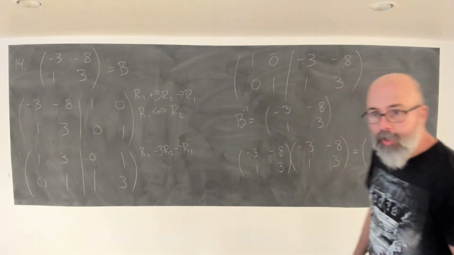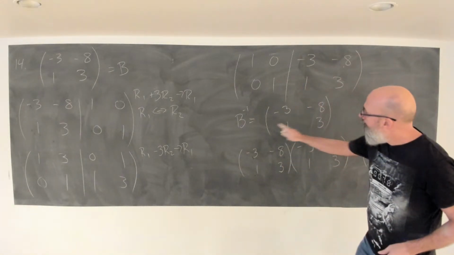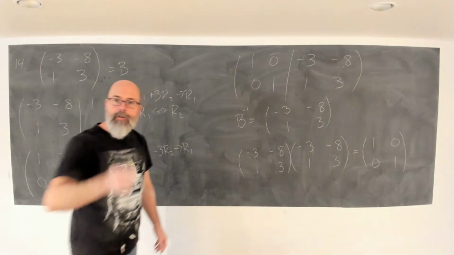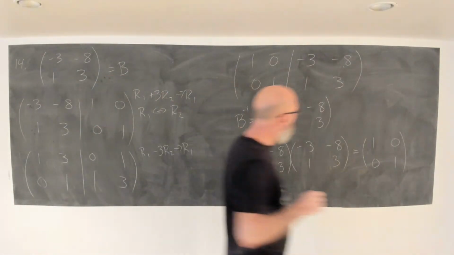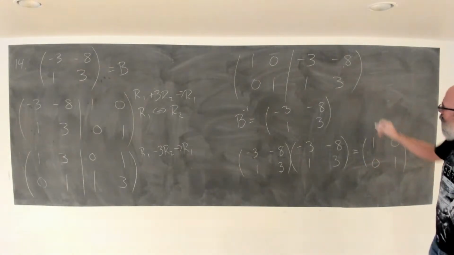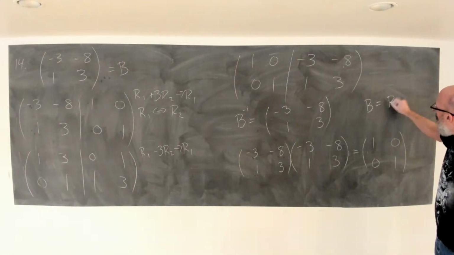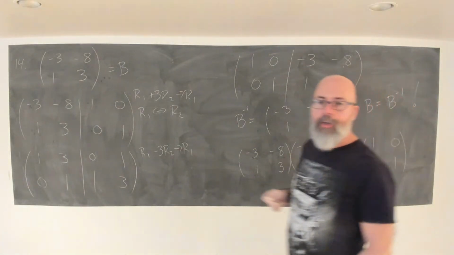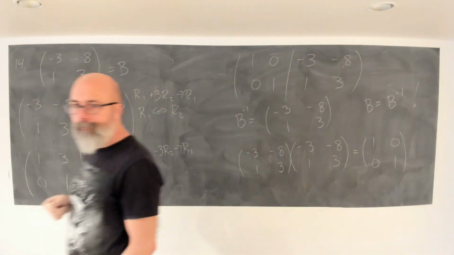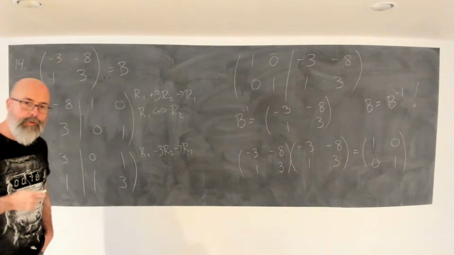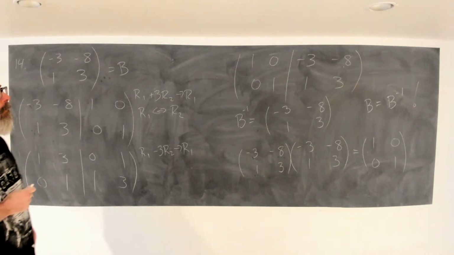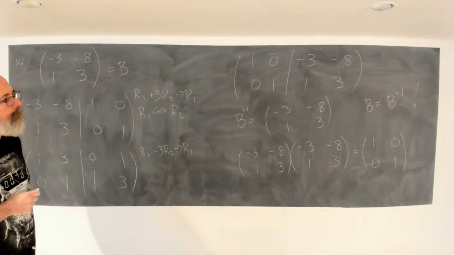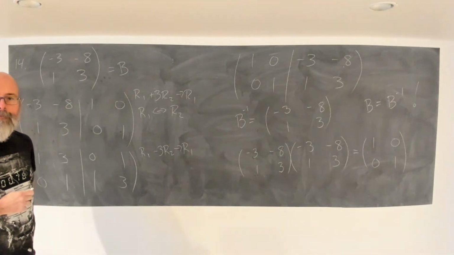And as Ben pointed out, this matrix is its own inverse. Isn't that a nice observation? B is the same as B inverse. The matrix is its own inverse. Very nice observation, Ben. There it is.